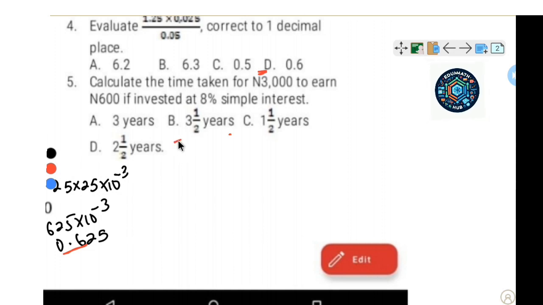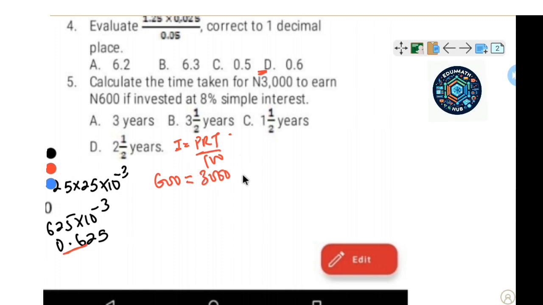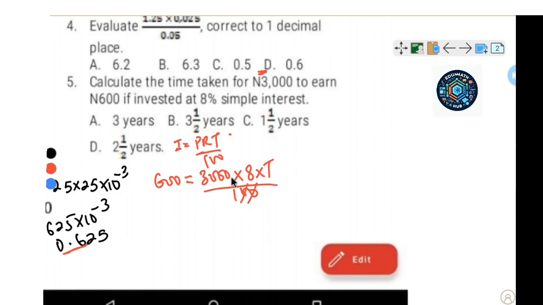So you have I equals PRT over 100. So T is what I'm looking for. So I is 600 equals P, 3,000, times the rate, which is 8, times the time. You are dividing by 100. So this can cancel out. So you have 30 times 8 on this side. So you have 600 is equal to 30 times 8, that will give you 240T.